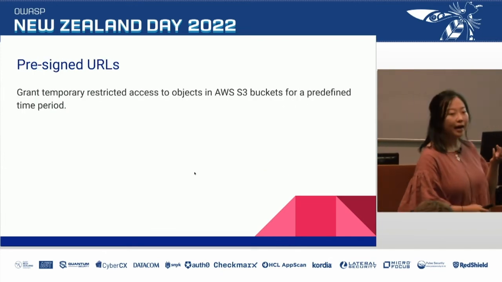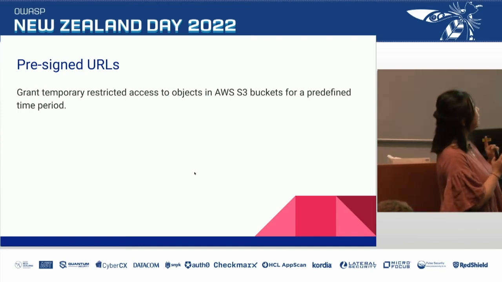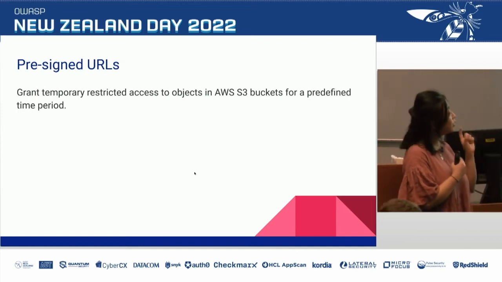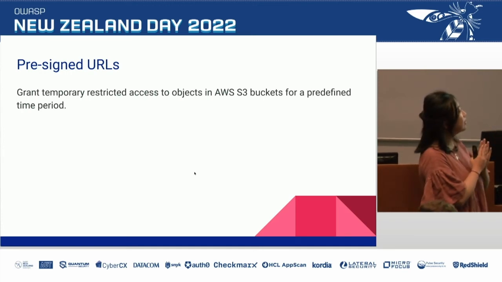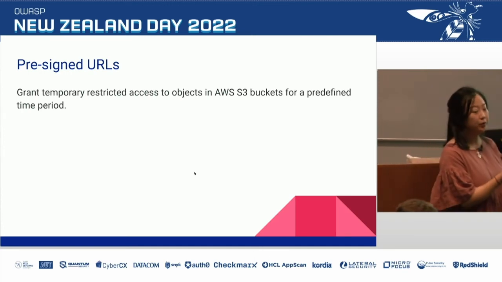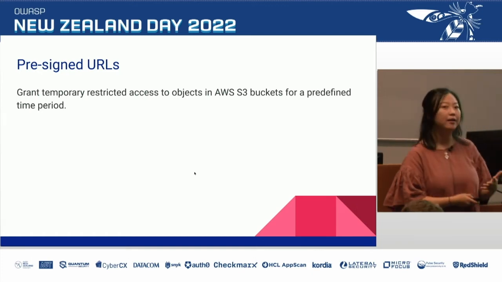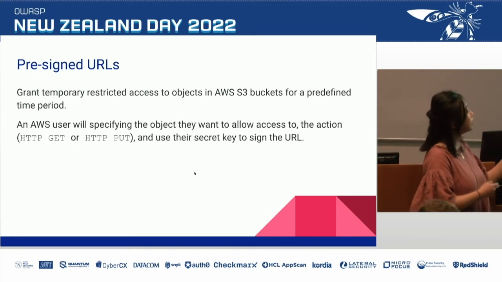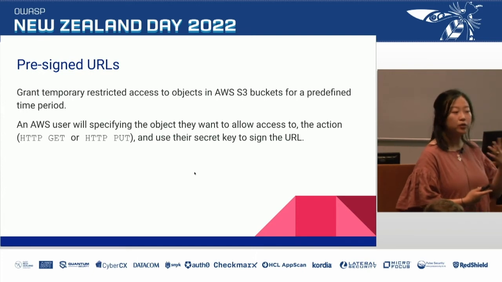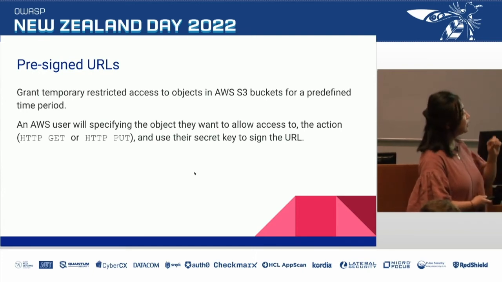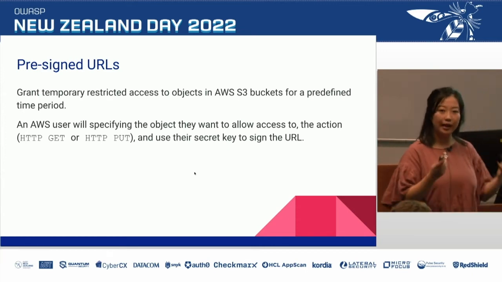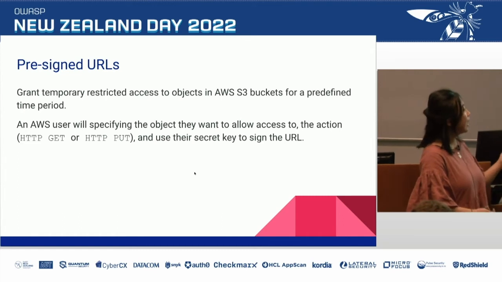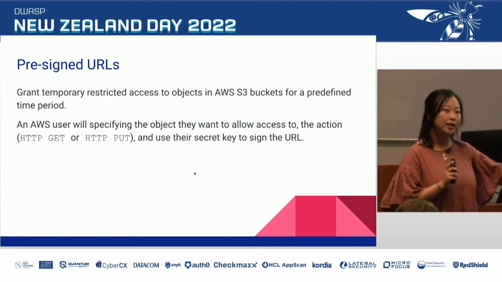Essentially, they are URLs that grant temporary restricted access to objects in AWS S3 buckets, and they're only valid for a predefined period of time. So it's going to expire eventually. When you want to create this URL, you need to get an AWS user, specify the object first, and then the action you want to allow people to perform, and then you use your secret key to sign the URL.